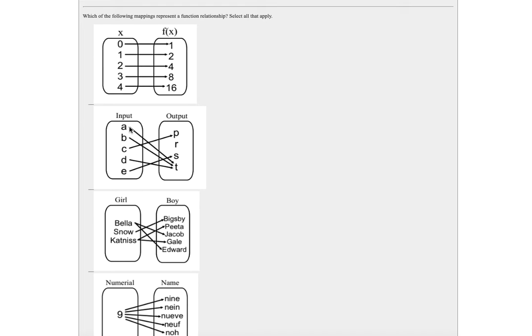Here, when we look at this one, if we say when the input is A, what is the output? It's T. That's it. There is no other answer to that. It's only T. When the input is B, what's the output? It's still T, but the only answer to that is T. So that's going to be a function.